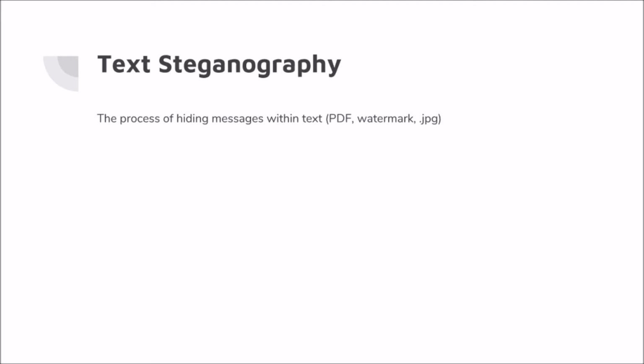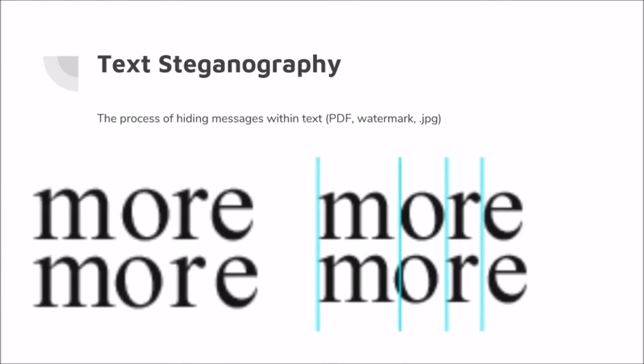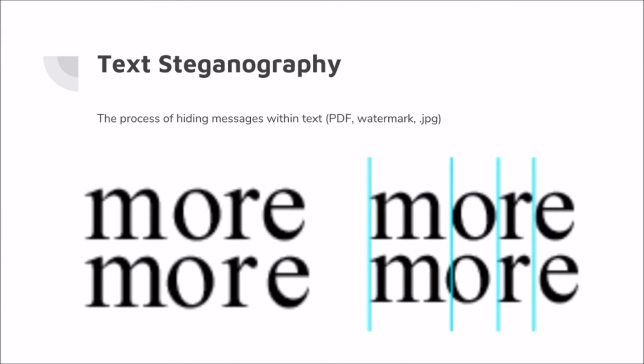Text steganography is the process of hiding messages within something like a PDF, watermark, or JPEG. Text steganography is a subpart of steganography that hides the message behind another cover text file. Moreover, hiding text behind the HTML code of web pages makes the detection of steganography impractical, as web pages are fundamental building blocks of the internet. But as you see in this image over here, some of the characters are shifted over a little bit, and they usually measure the distances between them to decode the message.